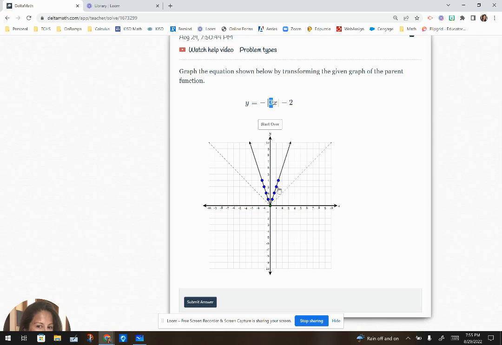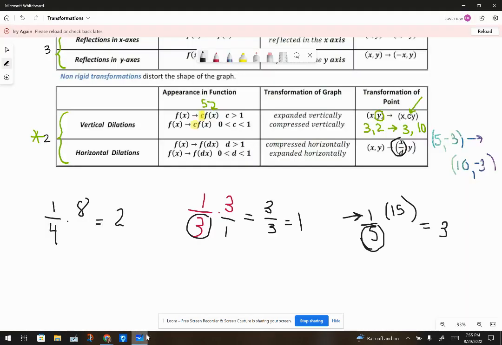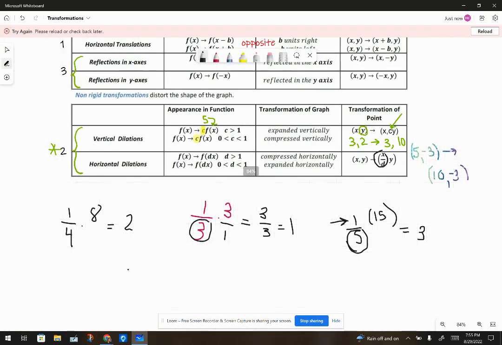But I want you to notice how the y value didn't change. Does that make sense? I hope it does. Just in case, just helping you visualize it here. The original point was 3, 3. Remember, I'm taking the 1/3 and I'm multiplying it by the x.